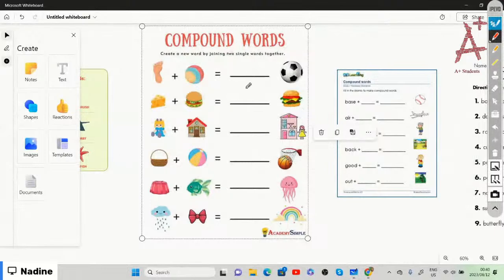So foot plus ball is football. Football is a ball that you use for kicking with your foot. Then we have cheese plus burger, and we call that a yummy cheeseburger. Then we have a doll plus a house, and then we have a dollhouse.